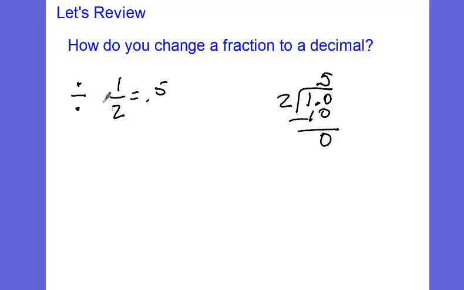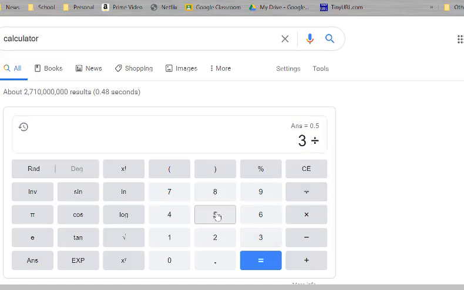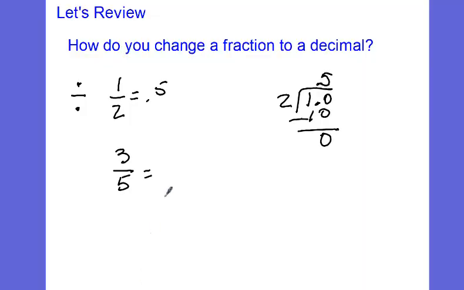So if I were to give you another type of fraction, let's say I gave you 3/5, right? Well, that's kind of a horrible 5 there. Let me redo that one. 3 divided by 5. Well, we'd go to our calculator then. We'd do the same thing. 3 divided by 5. We'd come up with 0.6 as our answer. So 0.6.